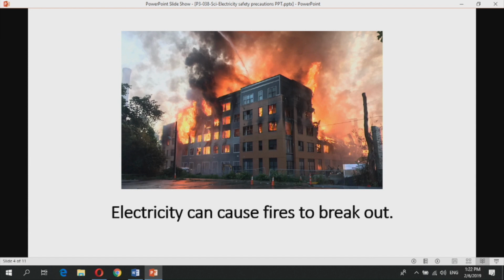Electricity can cause fires to break out. You see that building in the picture? You see the huge fire? Yes. That might have started from one single electrical appliance, like a computer or a kettle. Just something that was faulty has a spark. That spark goes onto paper. The paper catches fire. And then you have a big problem. So be careful, guys.